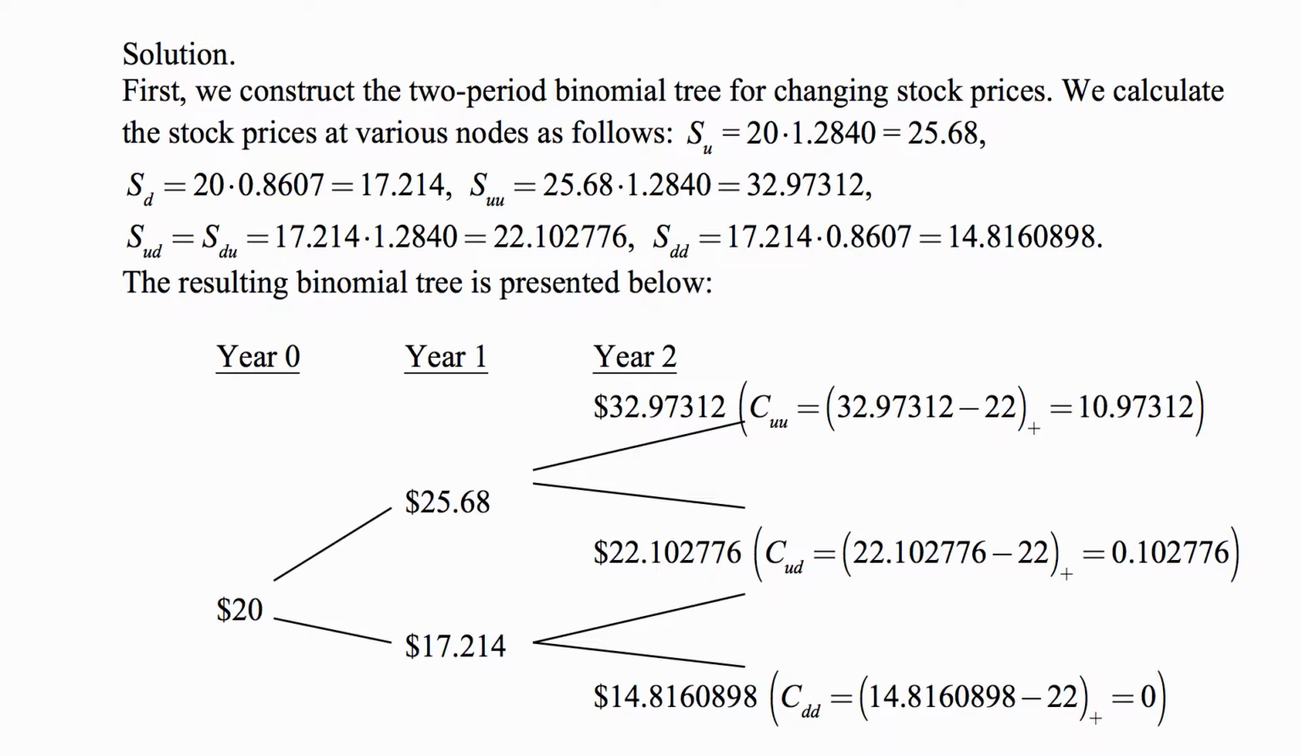So to study this problem, we construct the two-period binomial tree for changing stock prices. We calculate the stock prices at various nodes as follows. SU is the price from now, when the price is 20, after the move up in the first period. So that's going to be 20 times 1.284, or 25.68. SD is the price after a move down. It's 20 times 0.8607, or 17.214. SUU is the price after two moves up over two periods. So it's 25.68 times 1.284, or 32.97312.